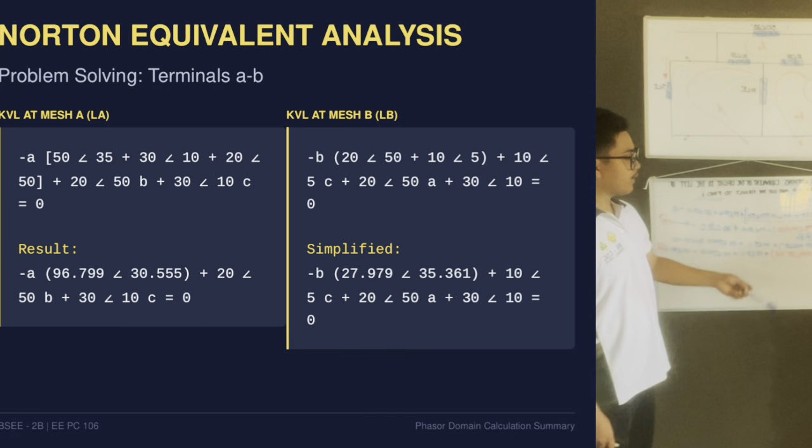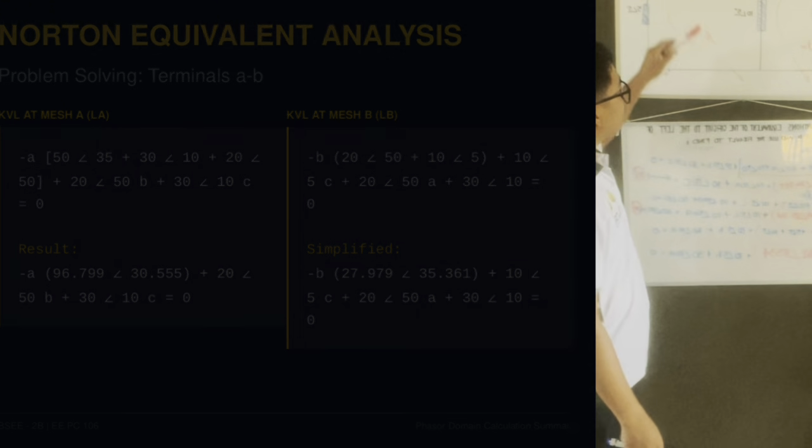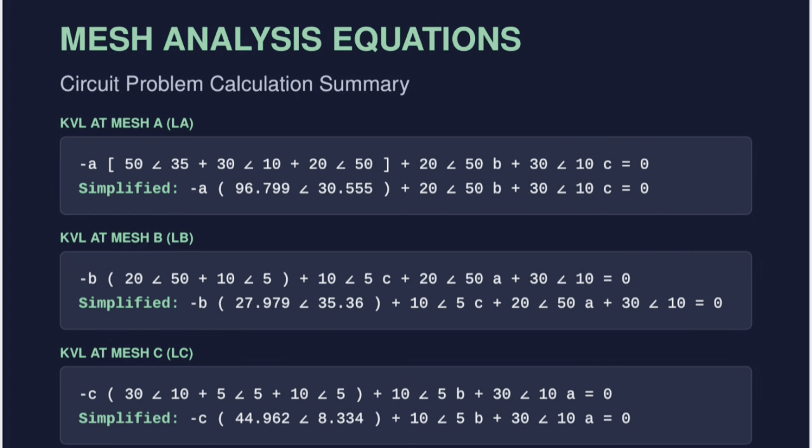After we get loop B, we will now get loop C. We will just do the same process as loop A and loop B. Now let's compute this area. The value of 30 angle 10 plus 5 angle 5 plus 0 angle 5 is equivalent to 44.962 angle of 8.334. This will be our equation 3.